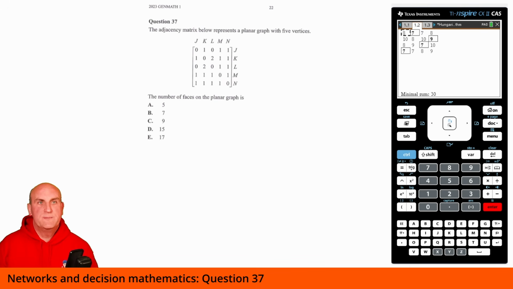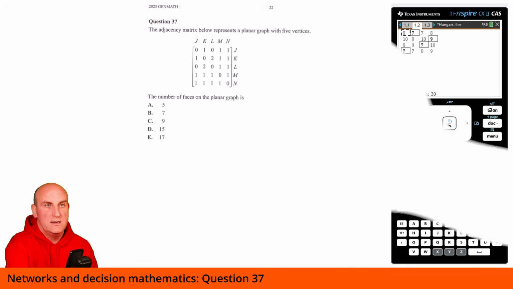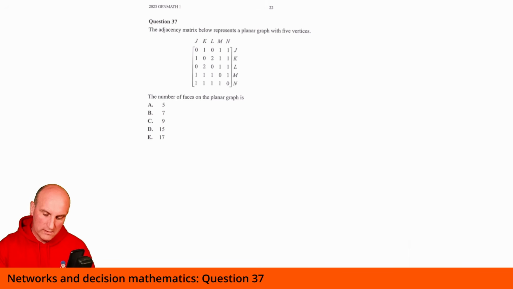The adjacency matrix below represents a planar graph with 5 vertices. The number of faces on this planar graph is, right, I'm going to turn my calculator off and I'm actually going to draw it. So I'm going to do J, K, L, M, and N. And J is connected to K. J is connected to M. And J is connected to N.